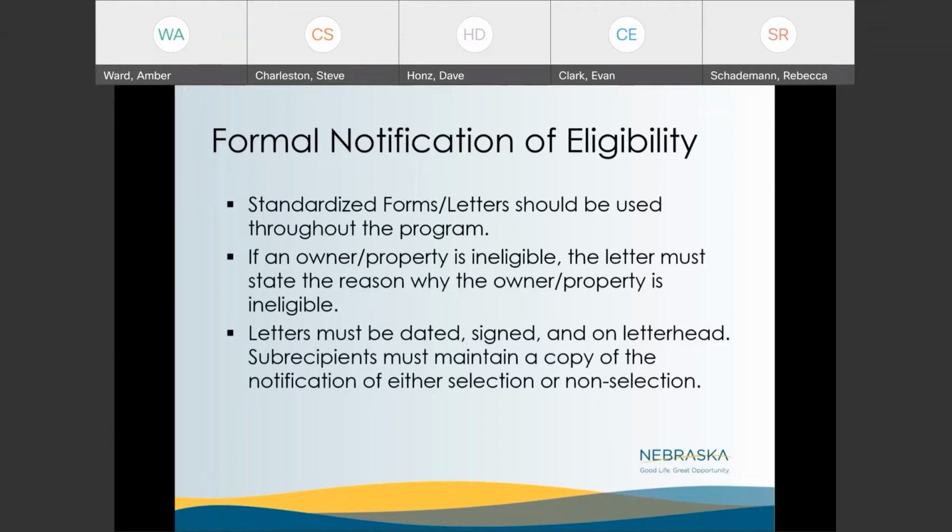There is a formal process where the local government will notify businesses of their eligibility or selection or approval of their project, or even notification that perhaps they've been turned down. The local government should have standardized forms and letters throughout your program. As I mentioned, if the owner of the property is ineligible, they should identify in a letter and state the reason why the property is ineligible or was not selected. The letter should be dated and signed and be on official letterhead. And subrecipients must maintain a copy of their notifications of either selection or non-selection for all the properties that have applied for the program.